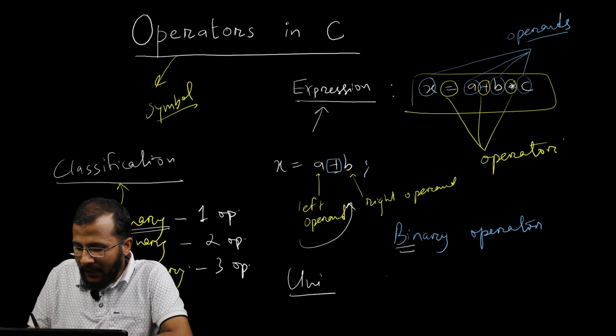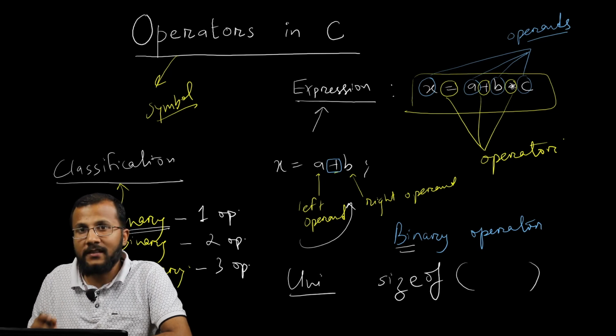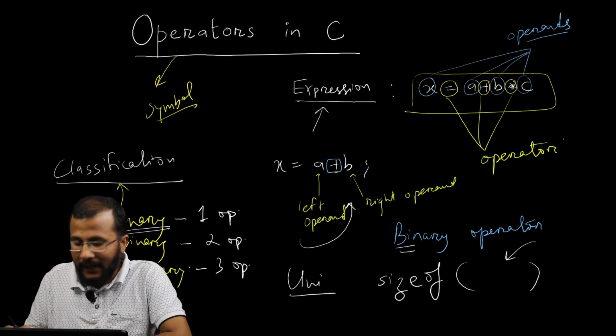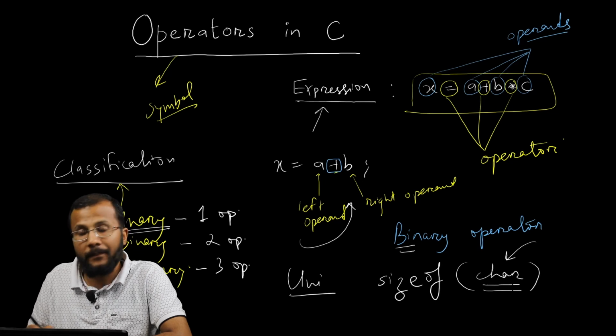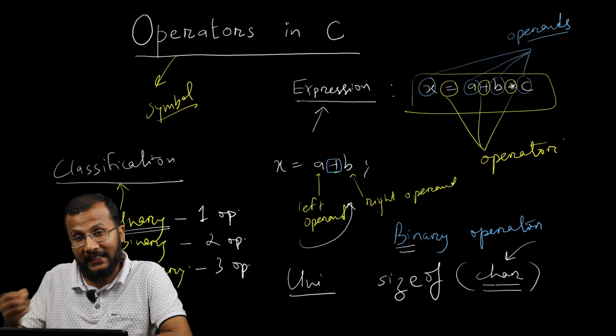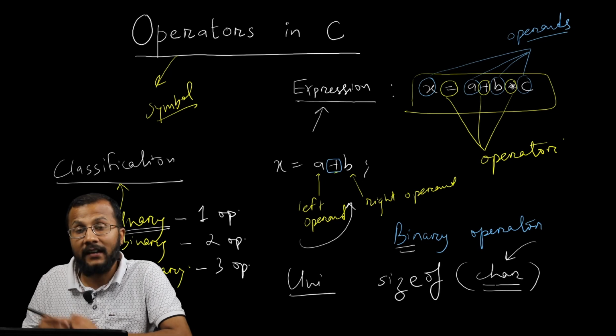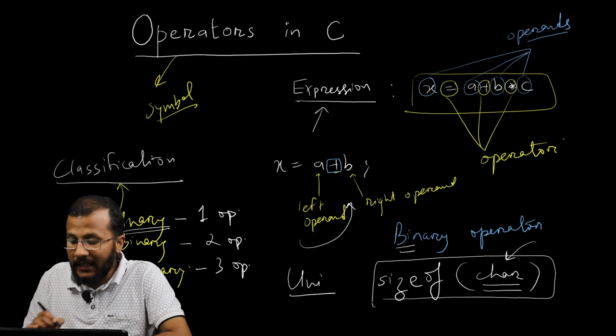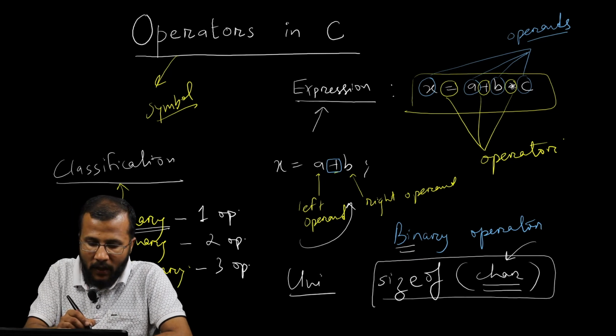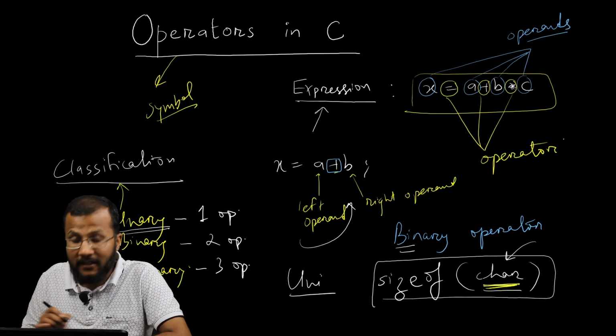For example, we have already used this operator called sizeof. Sizeof is not a function in C, it is an operator. It takes one operand. Whatever I give, let's say I give char here, which is the name of a data type, it will give me the size of char in terms of bytes. So I can say that sizeof is a unary operator because it takes just one operand. In this case, char is the operand.